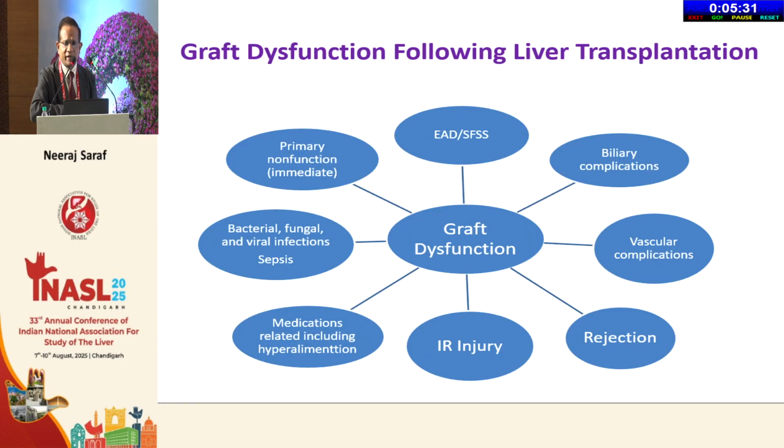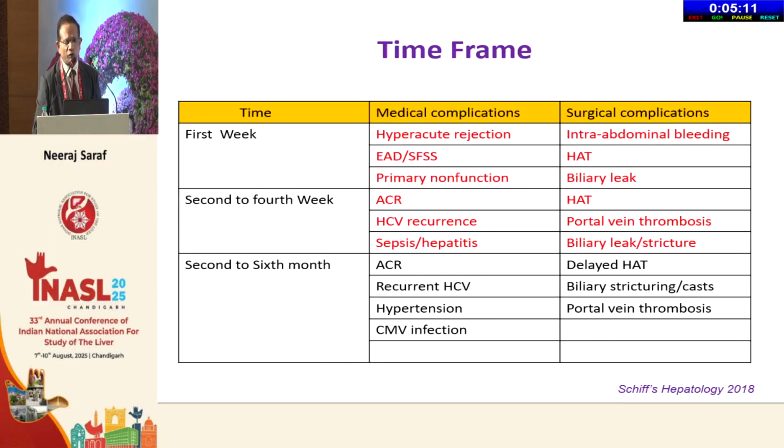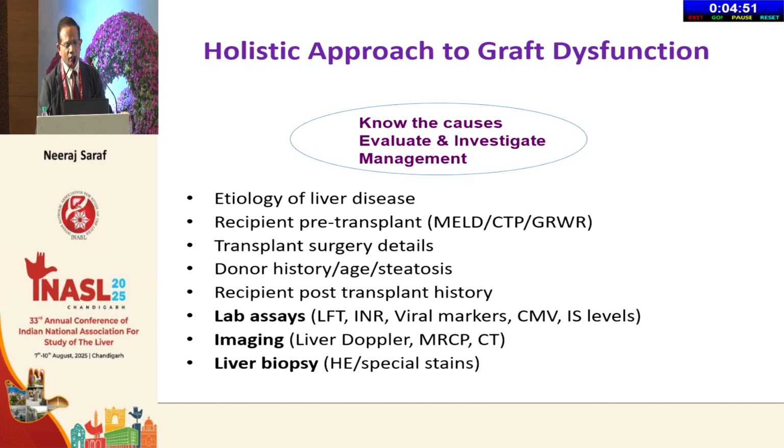This every hepatologist must know. It can be early allograft dysfunction; Dr. Soin is going to talk about it later. You can have bile leak, vascular complications, rejection, ischemic reperfusion injury. Sepsis is always a differential, and although on day 12 it doesn't happen, early on primary non-function is something we need to know. And these are the time frames of major complications. First week: hyperacute rejection, primary non-function. Second to fourth week: rejection, hep C recurrence, which nowadays we don't see much, and sepsis, hepatitis, etc. Surgical complications are usually hepatic artery thrombosis, bile leak, and portal vein thrombosis.